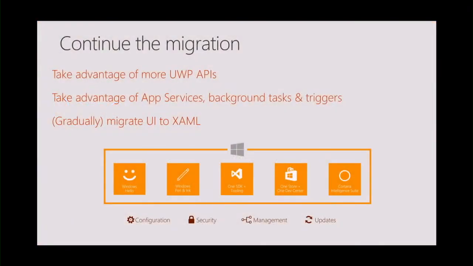So continue the migration after this. You can keep adding UWP APIs. I just showed you the facade folder. You saw all those APIs, namespaces available to you. Keep adding them. You can take advantage of all those services we talked about. I think background tasks, I forgot to talk about triggers. You can take advantage of that.